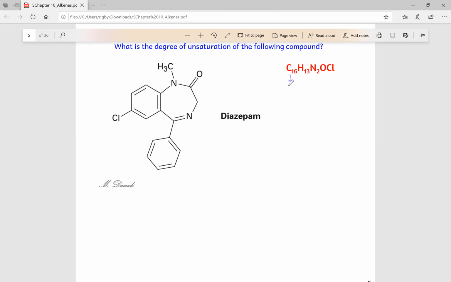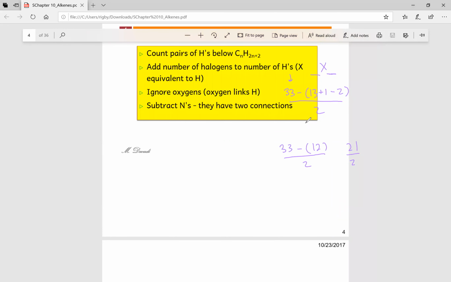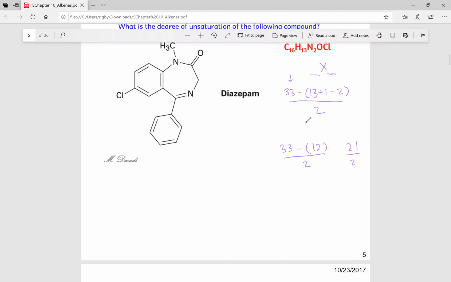So 16 times 2 is 32 plus 1, that's 33, minus 13, the oxygens don't count, plus 1 for the 1 halogen, minus 2 for the 2 nitrogens, okay? So we have 33, oh, and this is all over 2. And so then we have 33 minus, I think that's 12 over 2. And that is, hold on, I'm trying to do the math in my head. That would be 21 over 2. Did I do some math wrong? Hold on. This should be even. Oh no. That's kind of weird.